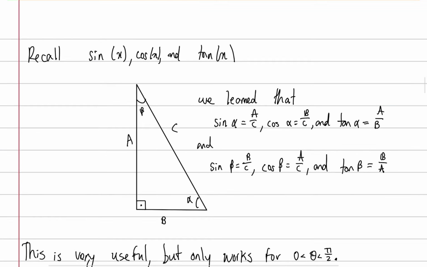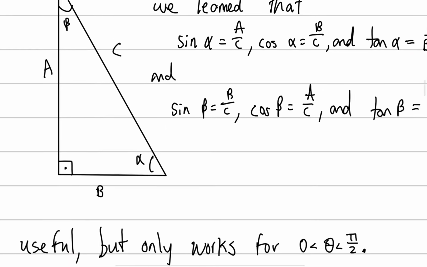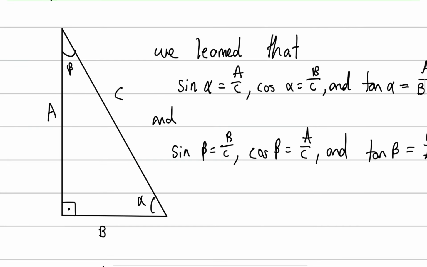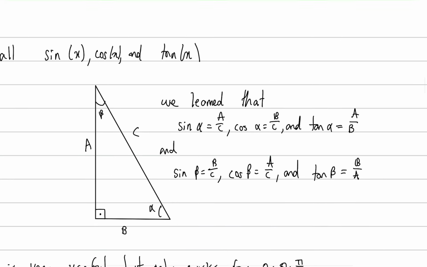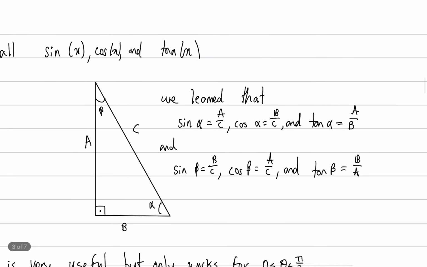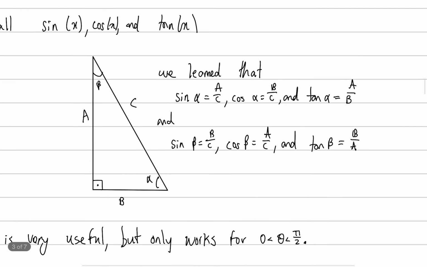Now we're going to recall our basic geometric definitions of sine, cosine, and tangent. You may have learned in geometry that sine of alpha is a over c, cosine of alpha is b over c, and tangent of alpha is a over b, and sine of beta is b over c, cosine of beta is a over c, and tangent of beta is b over a. Remember, SOHCAHTOA, sine is opposite over hypotenuse, cosine is adjacent over hypotenuse, tangent is opposite over adjacent.